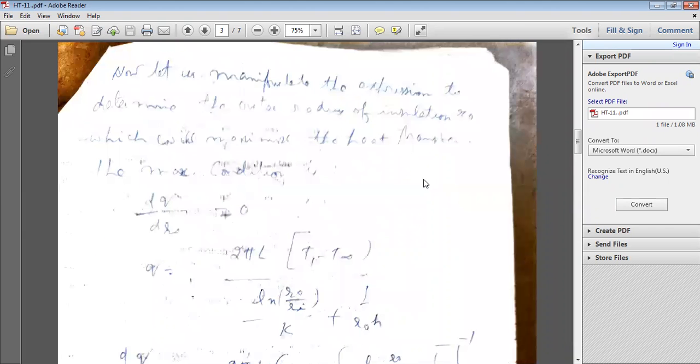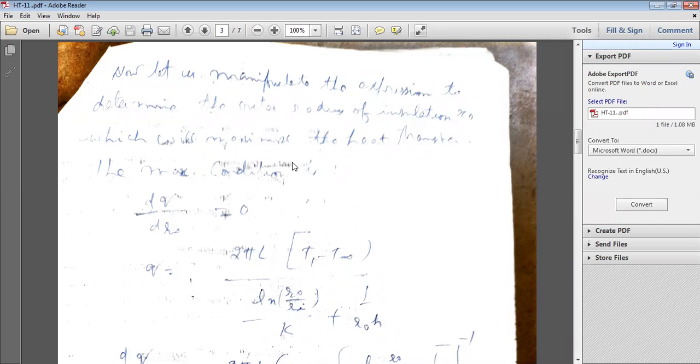Next. So here, what is our aim? Let us manipulate the expression. What is the condition which maximizes or minimizes the heat transfer? Sometimes you have to maximize the heat transfer, sometimes you have to minimize it. Okay, no problem, the condition is the same: the differential dQ by dRO is equal to 0.